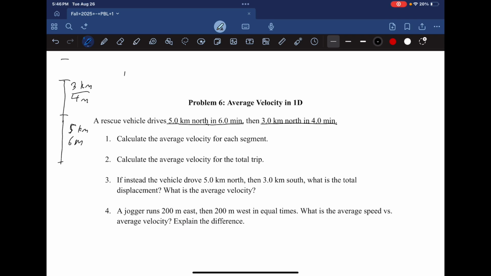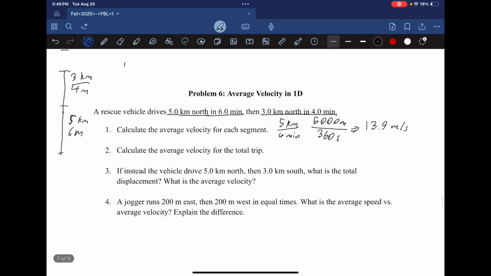So the first thing we need to do is convert to meters per second. So we have 5 kilometers for 6 minutes. In 5 kilometers, there are 5,000 meters. And in 6 minutes, there are 360 seconds. And then if you do the division, this simplifies to 13.9 meters per second.